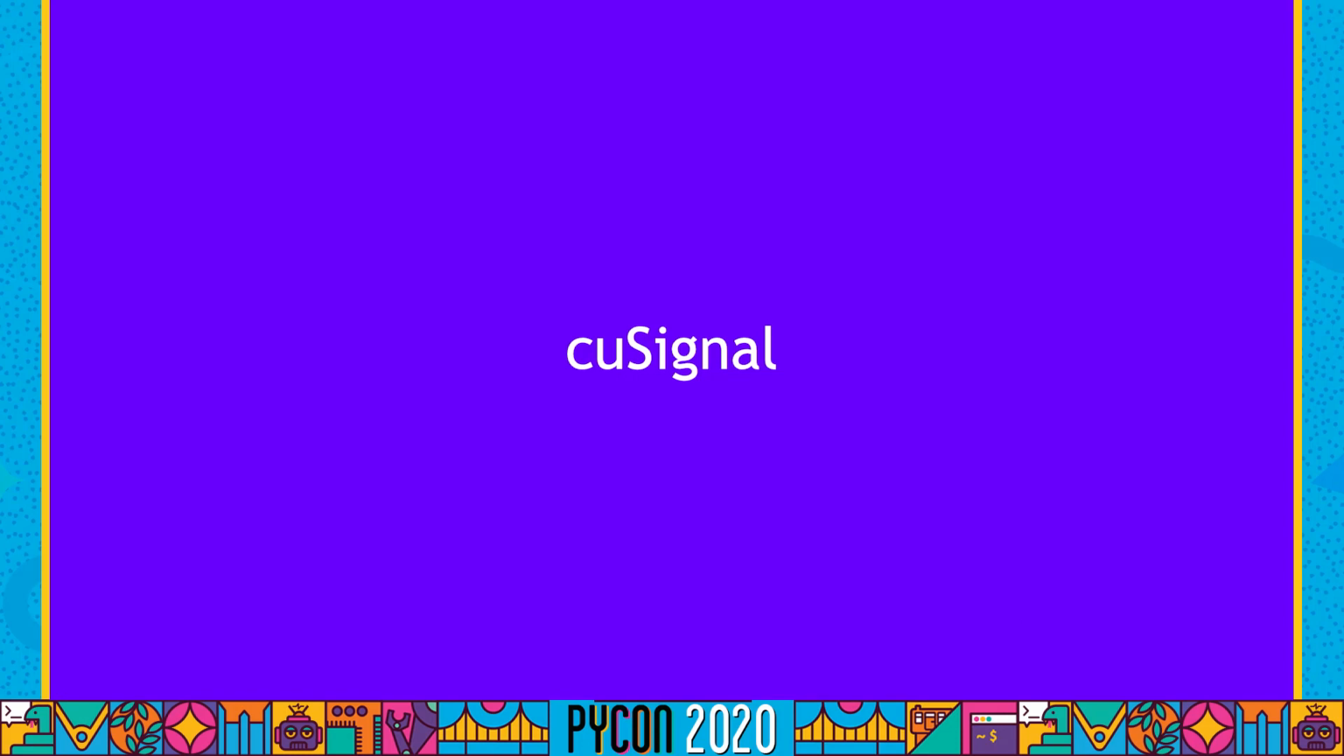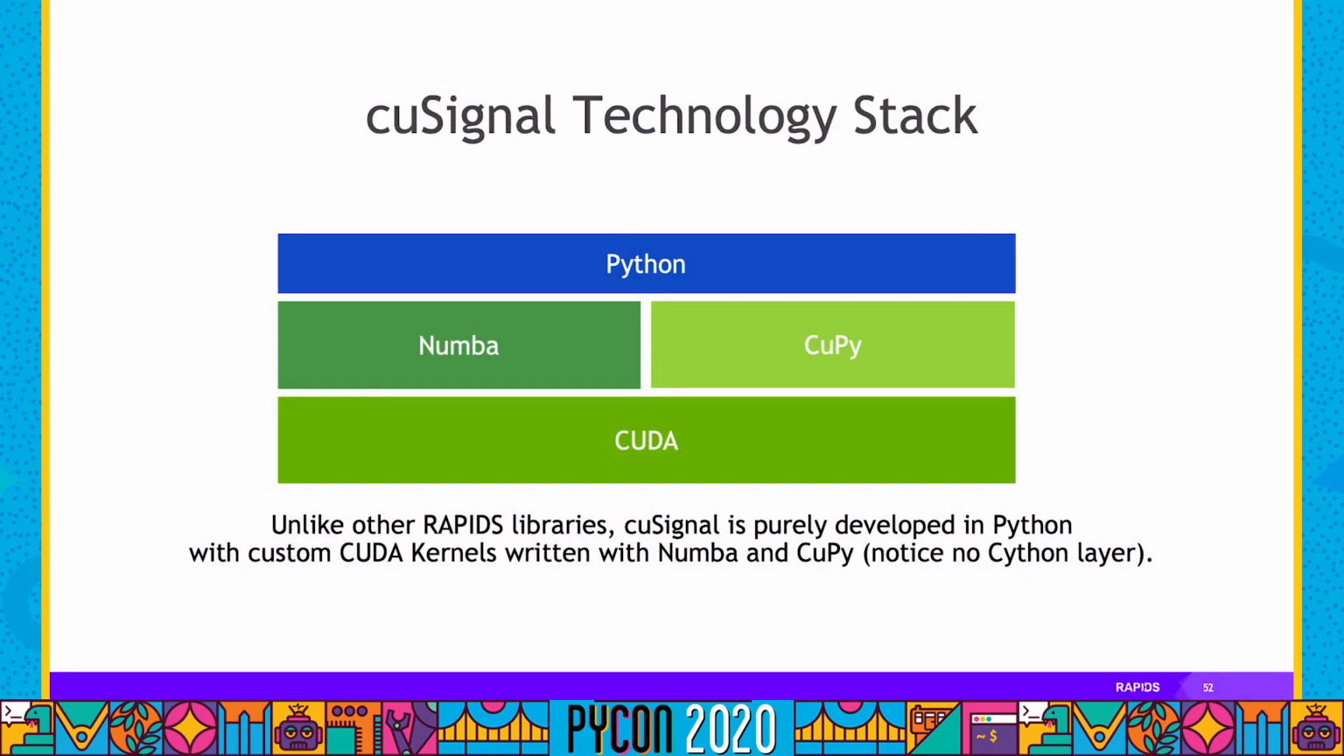Okay, cuSpatial, cuSignal. Again, we try to keep them named pretty much up front. cuSignal is all about signal processing, right? Now, I know you're super excited. It looks different. Unlike the other technology stacks, this one is developed purely in Python with custom CUDA kernels written in Numba and CuPy, so there's no Python layer for this. But pretty much everything else is very similar.